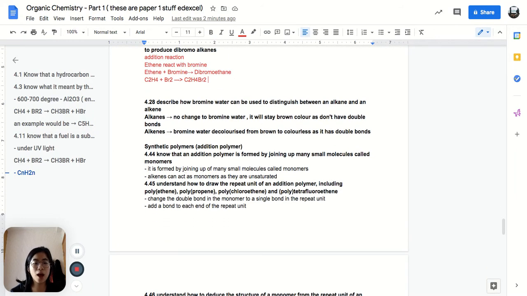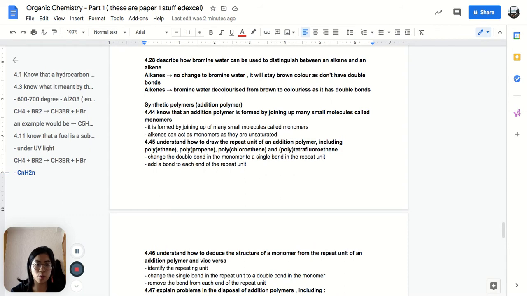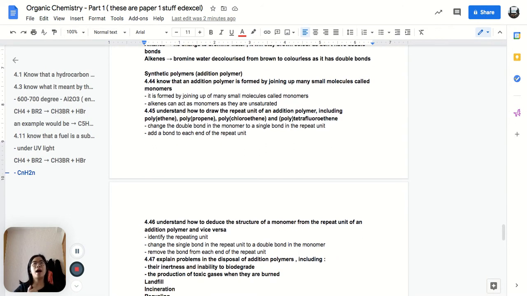So now we'll talk about addition polymer, which is also the topic that I struggled with the most when I was learning this unit. I found it super hard, and so was isomer. So that is why I'm going to spend more time talking about these now.